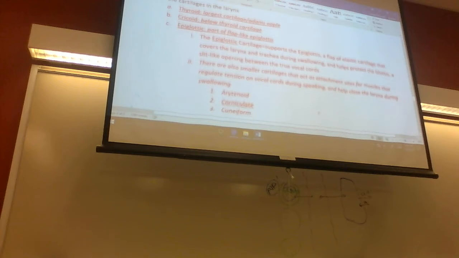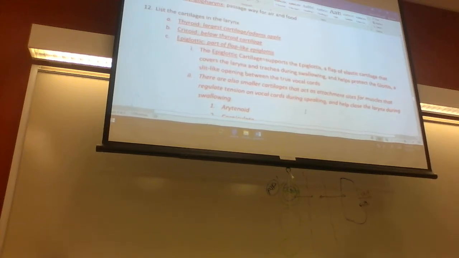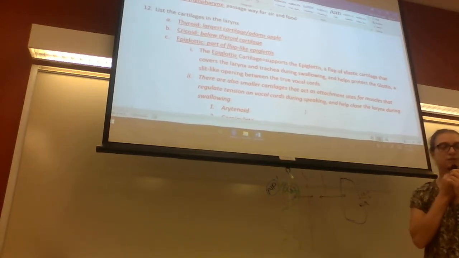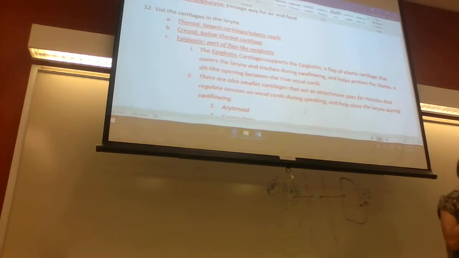But there's 3 main cartilages in your pharynx, and those are your thyroid cartilage, also known as your Adam's apple. So it's the largest amount of cartilage. There's a cricoid, and this is below the thyroid cartilage. And then there's your epiglottic, which is part of the epiglottis.